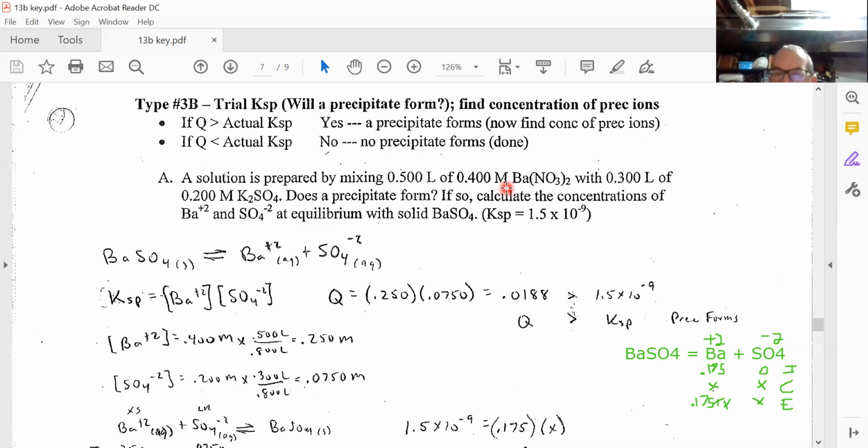And I think the easiest way to do this is with the dilution factor. Notice you have 0.400 molar barium nitrate. You have 0.5 liters of that, but you have 0.3 liters of something else. So essentially 5/8, or 0.5 out of 0.8 of these liters, are from the barium source. So I take that 0.4 times 0.5 over 0.8, which equals 0.250 molar.